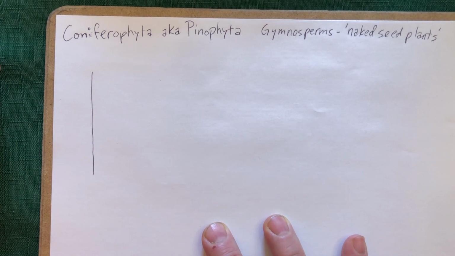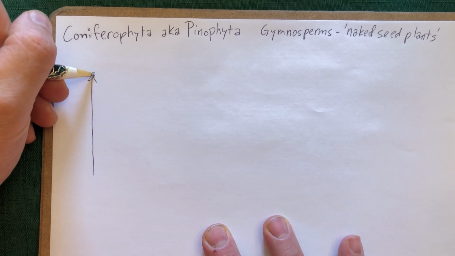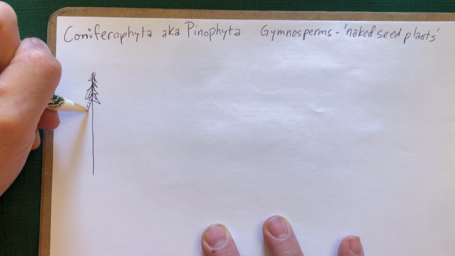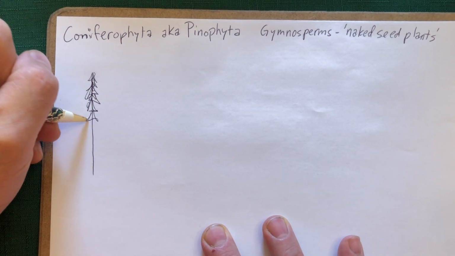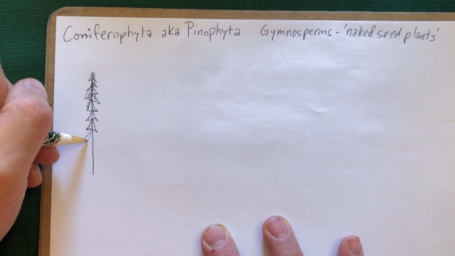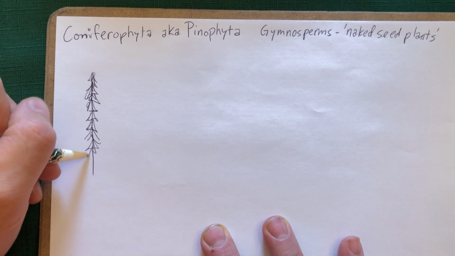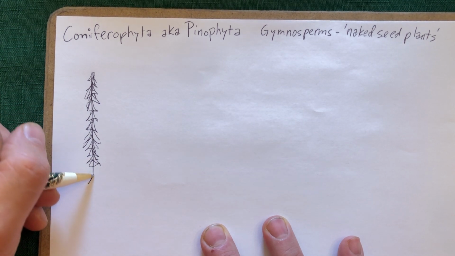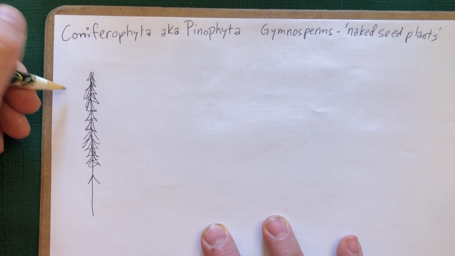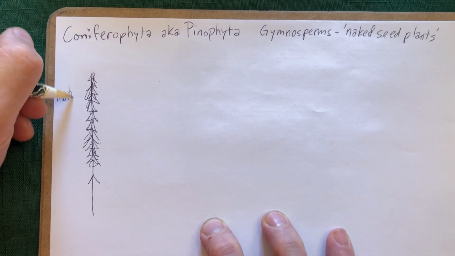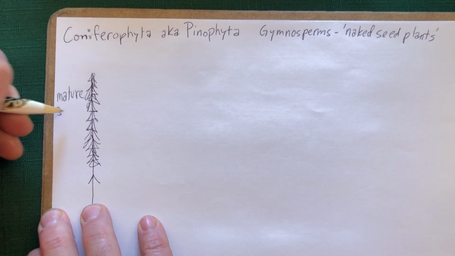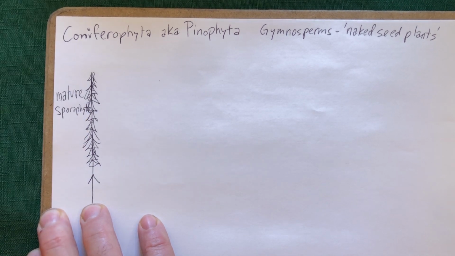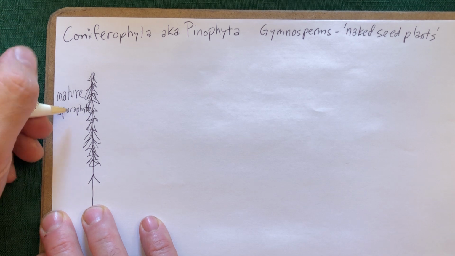So the first thing we're going to draw here, I'm going to draw a line, and however you want to draw it, you might want to channel your inner Bob Ross. There's going to be a series of triangles. Whatever this is meant to be, our mature sporophyte. Squeeze that out in there. Mature sporophyte.